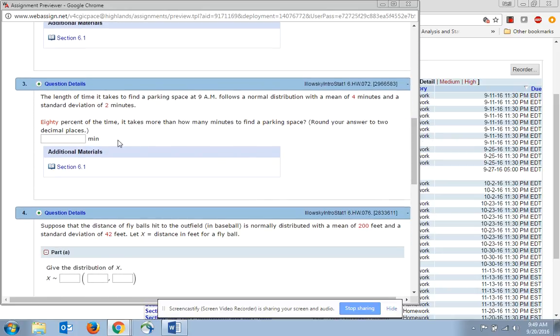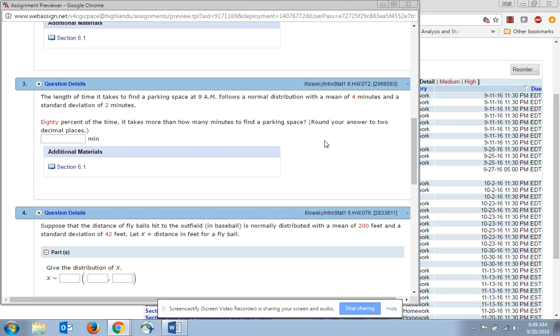Now for here, it says 80% of the time it would take more than how many minutes. Okay, so this one is inverse norm. So 80% of the time it takes more than how many minutes to find a parking space? You need to think of it as 20% if you want 80% more.